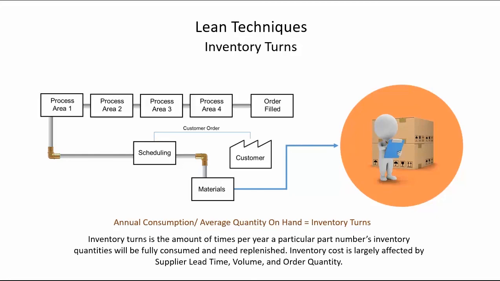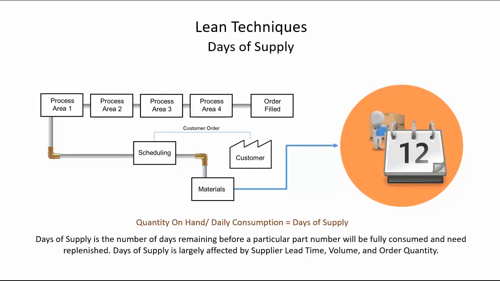Inventory turns is the amount of times per year a particular part number's inventory quantities will be fully consumed and need replenished. Inventory cost is largely affected by supplier lead time, volume, and order quantity. Inventory turns is calculated by dividing the annual consumption rate by the average quantity on hand. Days of supply is the number of days remaining before a particular part number will be fully consumed and need replenished. Days of supply is largely affected by supplier lead time, volume, and order quantity. Days of supply is calculated by dividing the quantity on hand by the average daily consumption.